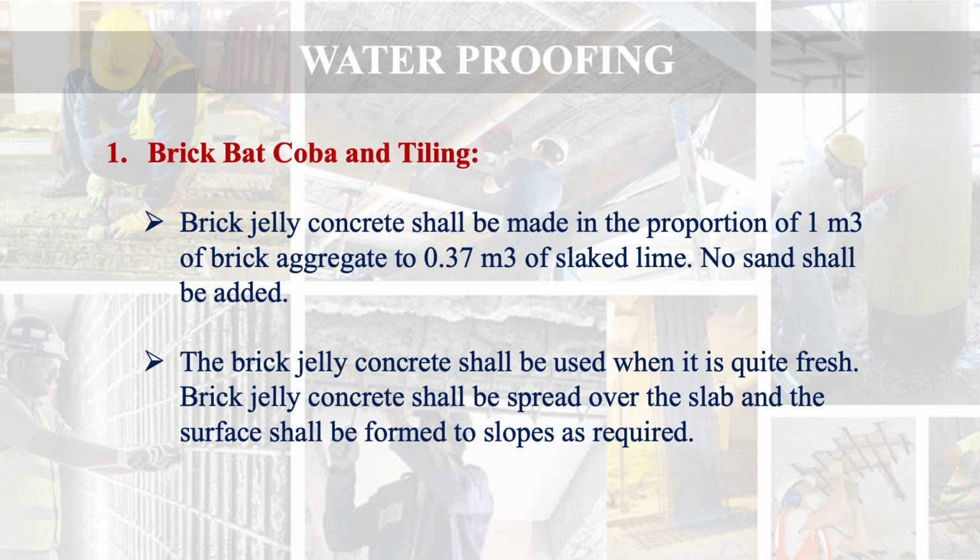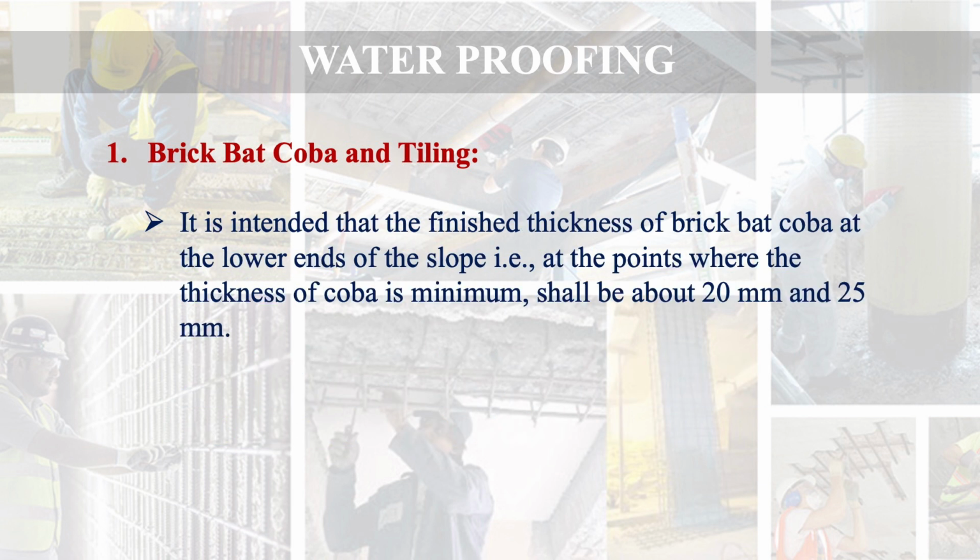The brick jelly concrete shall be used when it is quite fresh. Brick jelly concrete shall be spread over the slab and the surface shall be formed to slopes as required. It is intended that the finished thickness of brickbat coba at the lower end of the slope, that is, at the point where the thickness of coba is minimum, shall be about 20 mm to 25 mm.